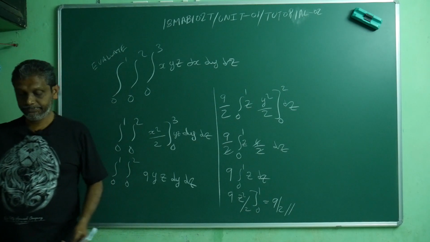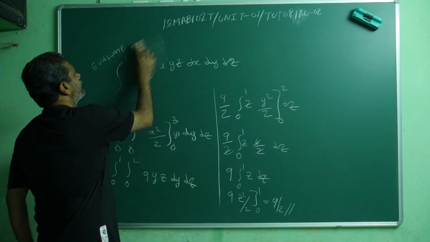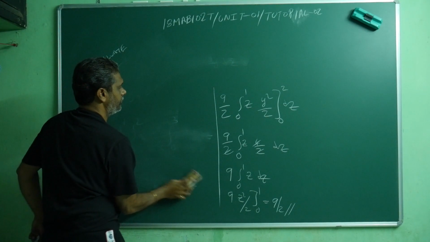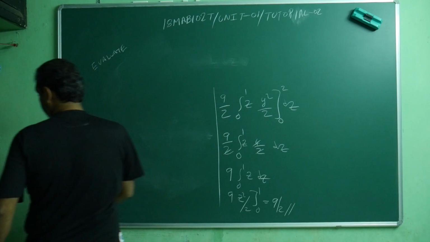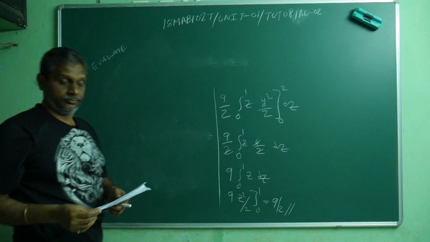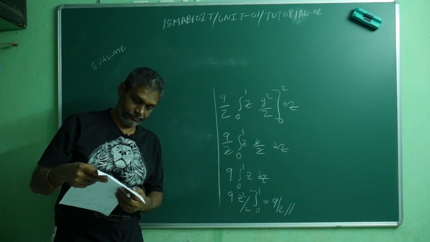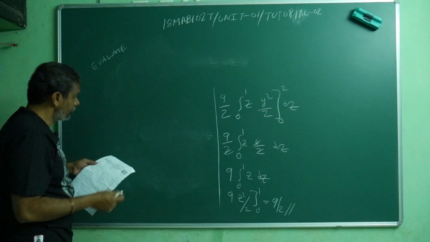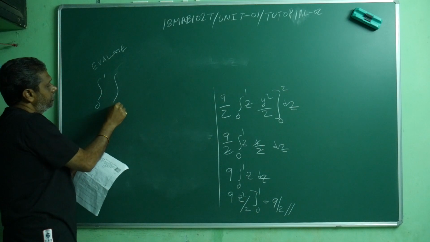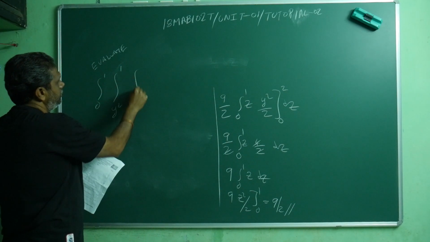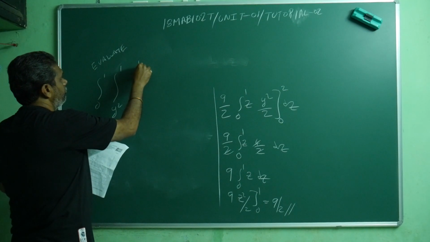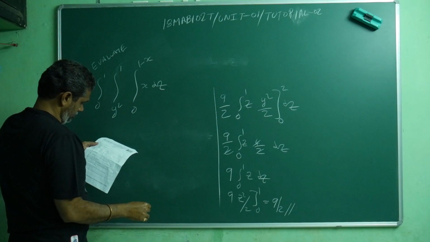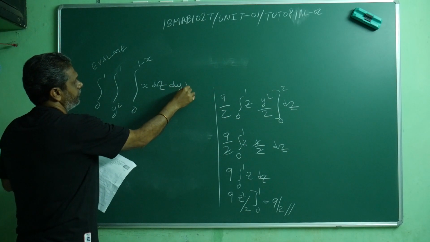Now we go for the second problem. Evaluate: 0 to 1, y squared to 1, then 0 to 1 minus x, of x dz dy dx.